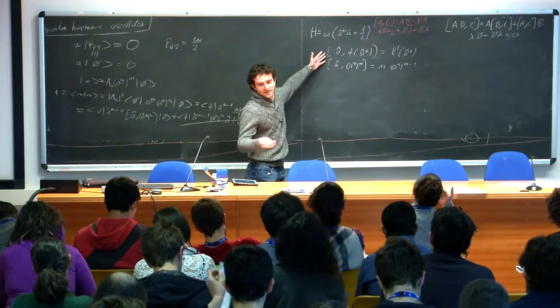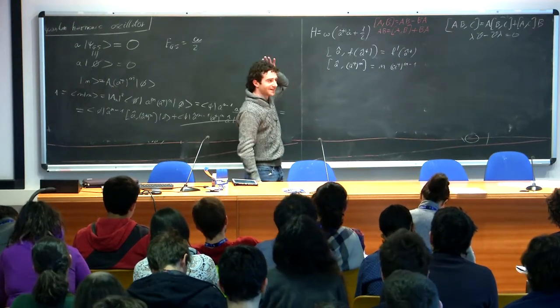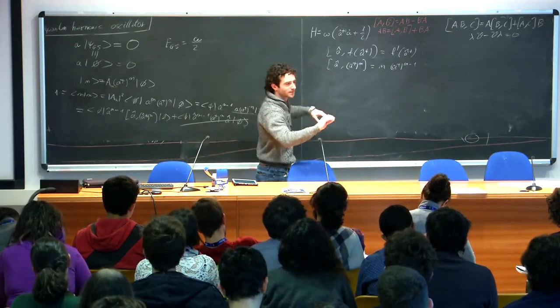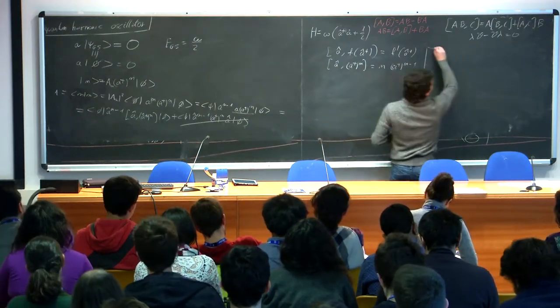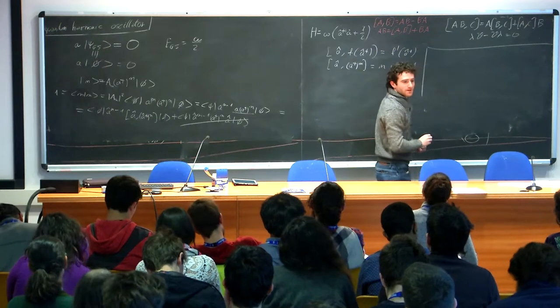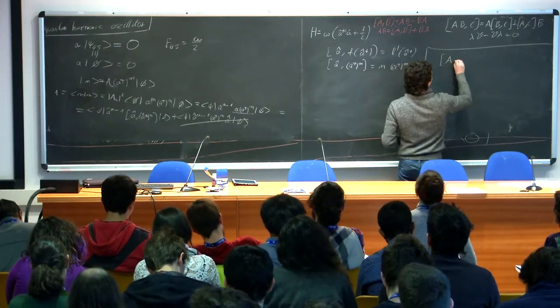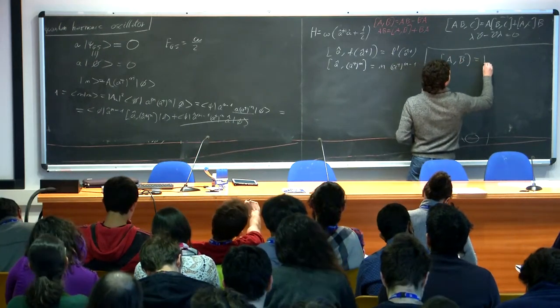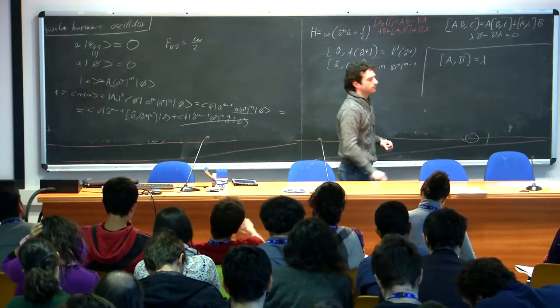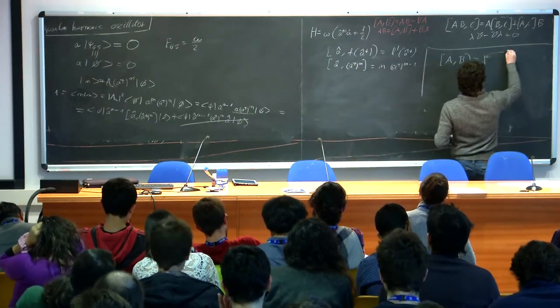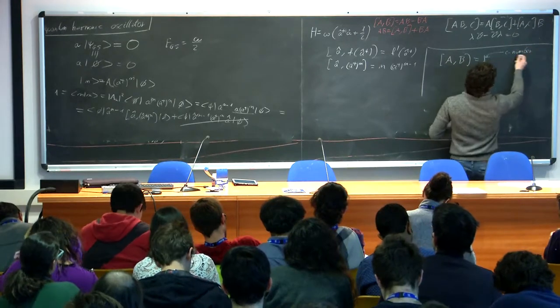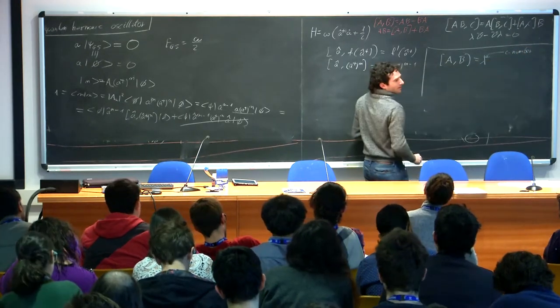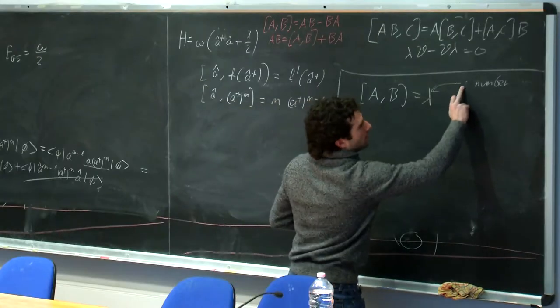It's very simple to prove this. And if you want, I give you the general statement briefly. So let's assume that you have two operators, A and B, such that their commutator, the commutator between A and B, is just a number, lambda. This is a C number.